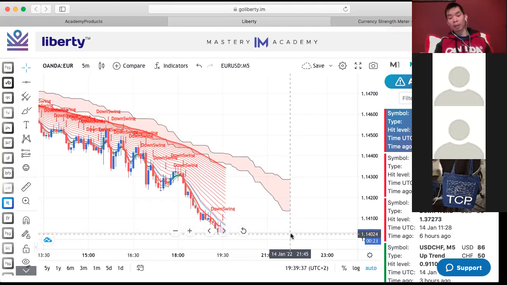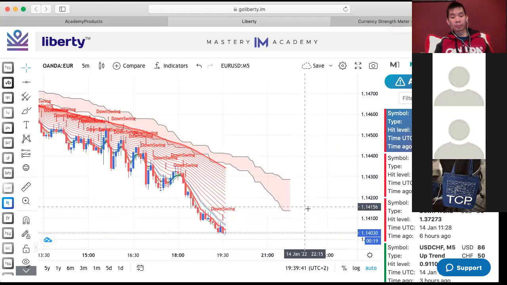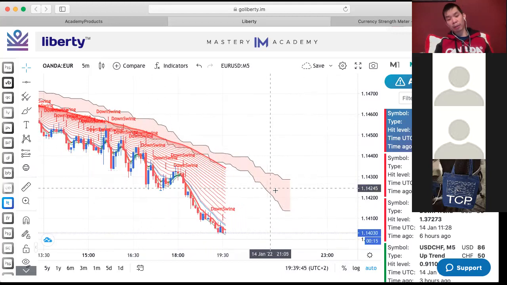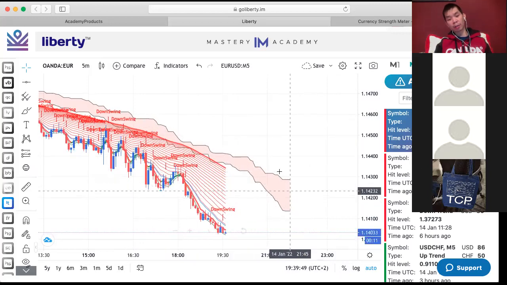Is this making sense so far? Where are we seeing the forecast? I'm not seeing the forecast. So this red cloud, you see this red cloud that my cursor is going over right now? That is your forecast. This right here.